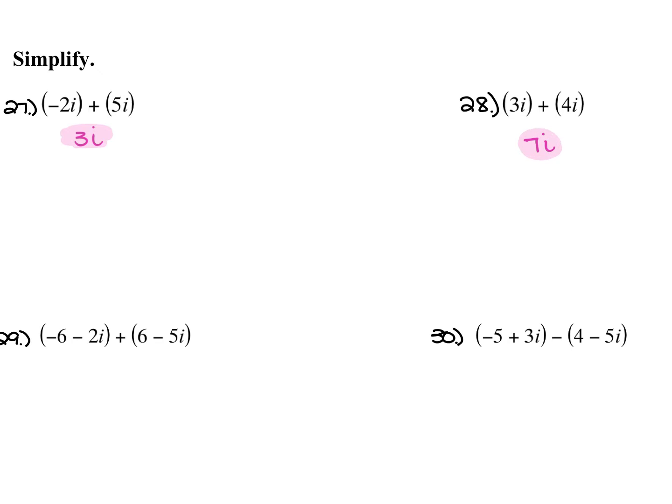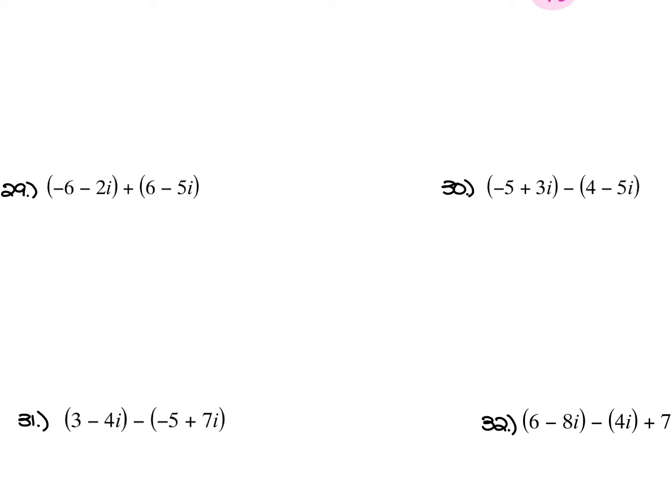For 29, we have negative 6 minus 2i plus 6 minus 5i. Addition between the two parentheses, we don't need the parentheses, so we're going to just eliminate them and combine like terms. For your real numbers, you have negative 6 and positive 6. They are opposites, so they cancel each other out. So the only thing that you have to simplify is negative 2i minus 5i, which gives us negative 7i.